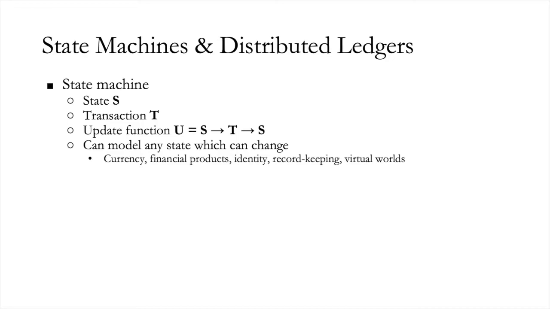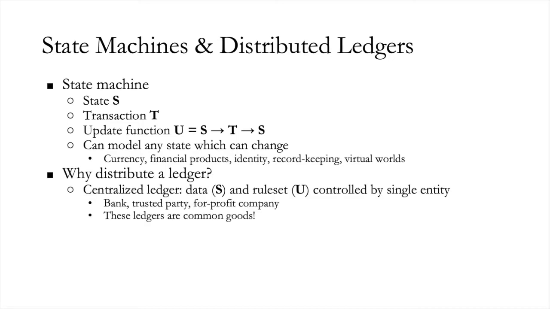Why would we want this? Mostly at the moment we have centralized ledgers, where the data, called the state, and the rule set, U, are controlled by one entity. That entity might be a bank, might be a for-profit company, but necessarily, if the ledger is centralized, it's a trusted party, because the entity controls both the data and the rule set. So if you're a consumer or someone utilizing the state machine, you must trust the company to both keep the data, store it correctly, and to correctly apply U.